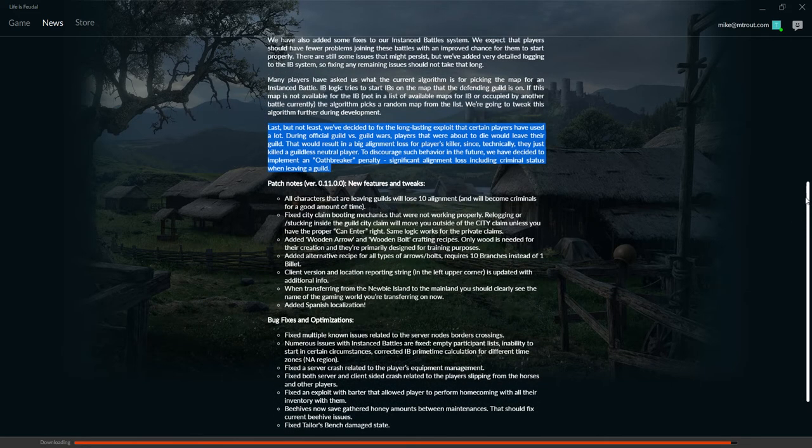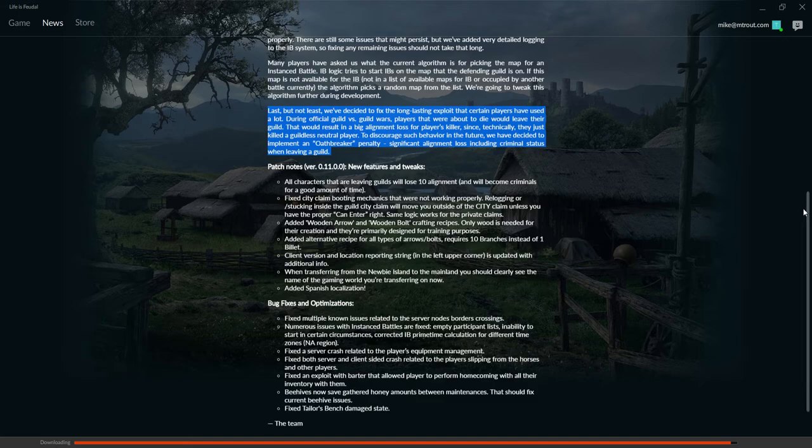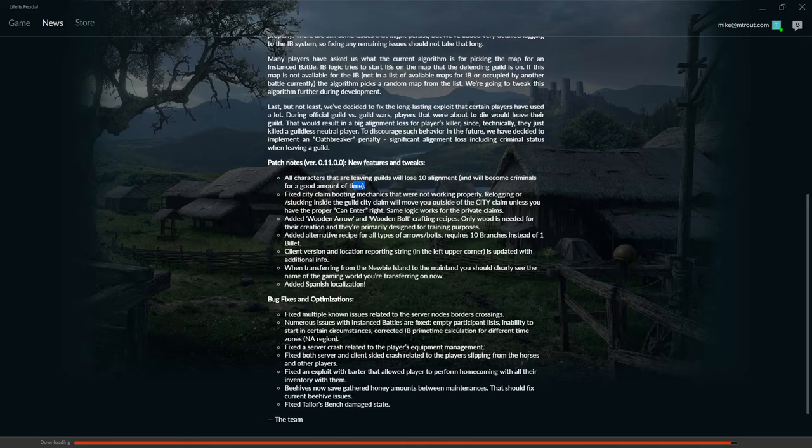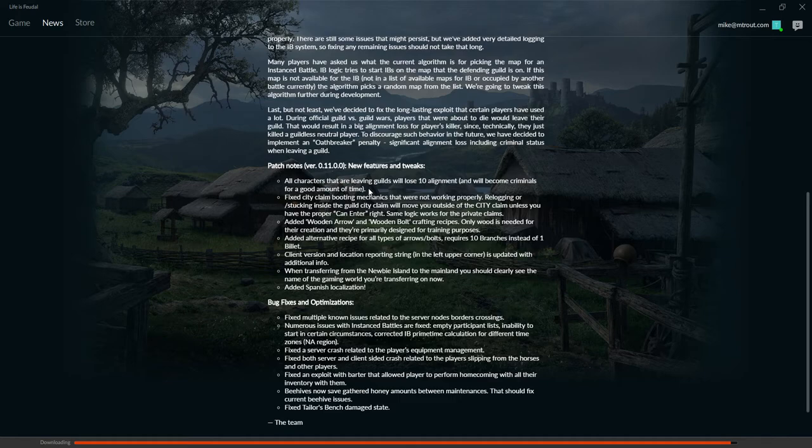On these patch notes, something I want to highlight here is the blue blocking. They put a fix in for blue blockers. I did that video on how to blue block and how when you're at war, you can leave guild. A way to fix this is called a knee-jerk fix. All they have written down here is all characters that are leaving guild will lose 10 alignment when they leave guild. What happens when they get kicked from guild? Are you automatically given a negative 10 for someone who's kicked from guild?